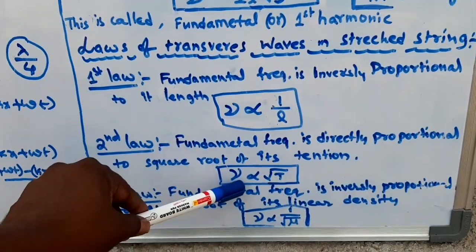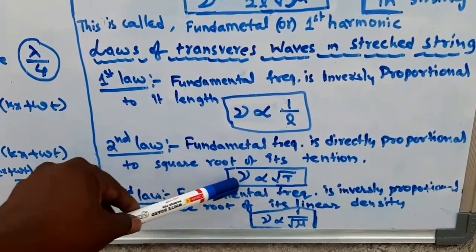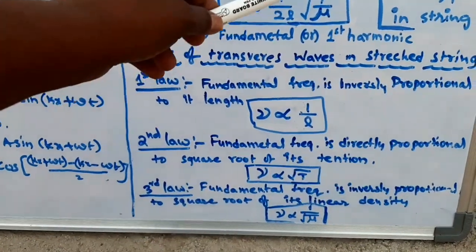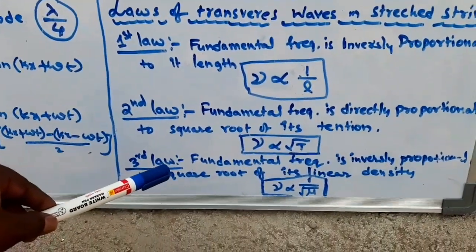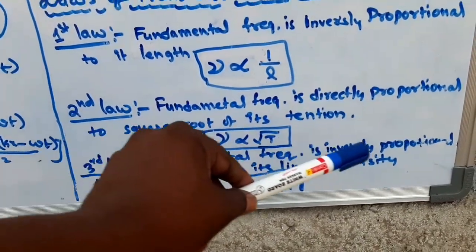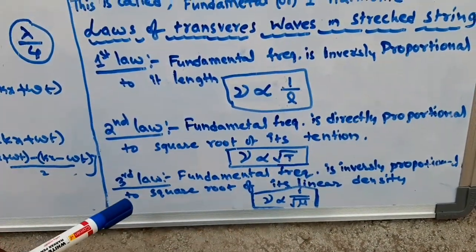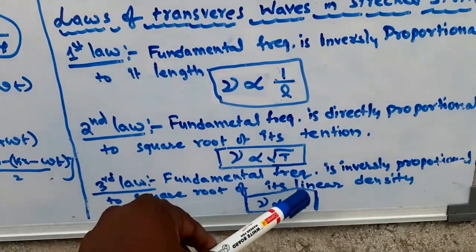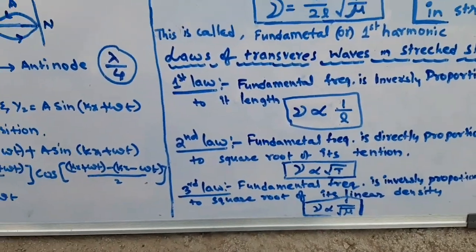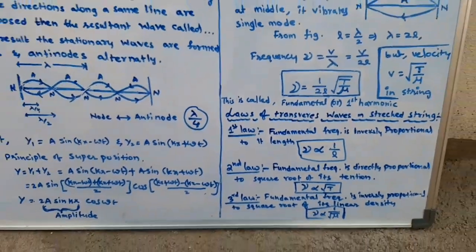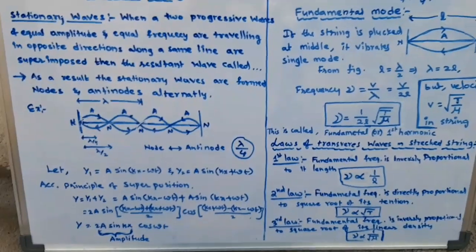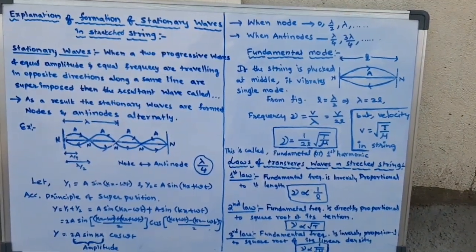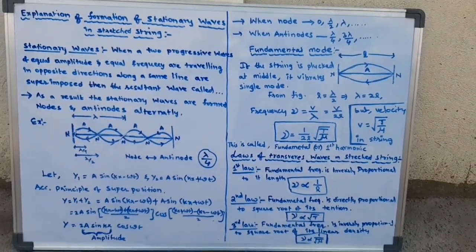So then the second law will be represented, that is, nu is directly proportional to root T, when L and mu are constant. The third law will be represented, that is, the fundamental frequency is inversely proportional to the square root of its linear density, that is, nu is proportional to 1 by root mu, that is called linear density. See, this is the equation, or expression, or laws for the stationary waves in a stretched string.